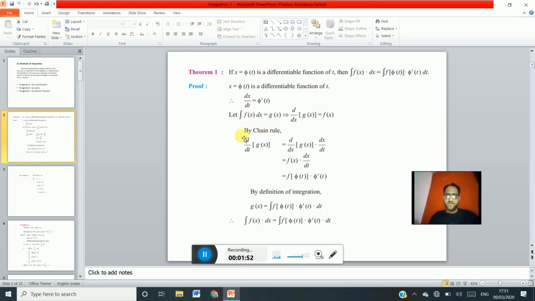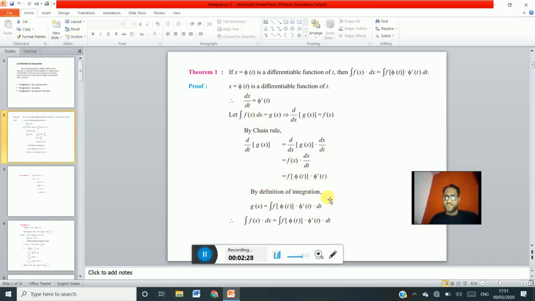Then by chain rule, derivative of g of x with respect to t, that is d/dx of g of x into dx by dt. So see here, d/dx of g of x is what? d/dx of g of x is f of x, into dx by dt. Now x is what? x is phi of t, so it is f of phi of t, and dx by dt is phi dash t.